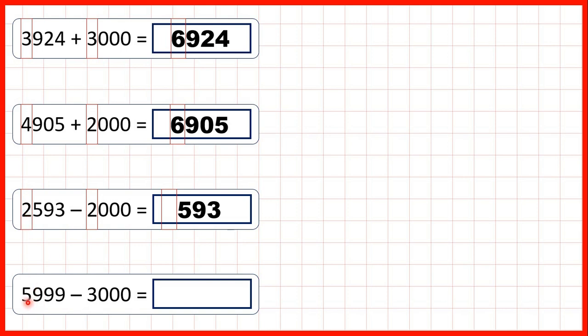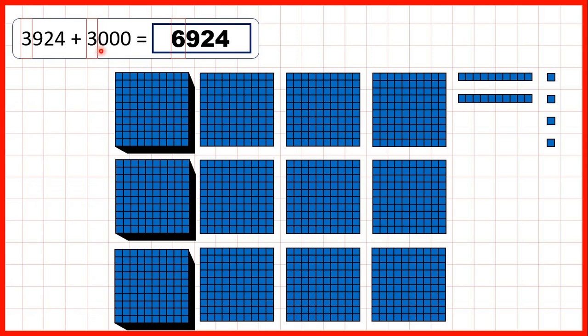Finally, let's look at 5,999 minus 3,000. Highlighting the thousands digits, 5 minus 3 is 2, so our answer is 2,999.